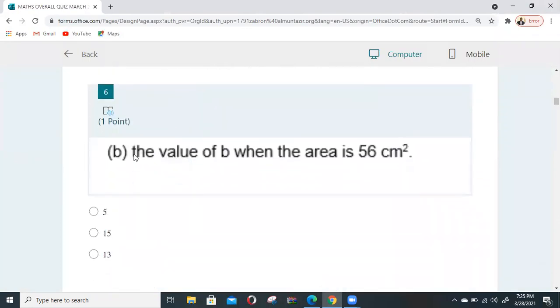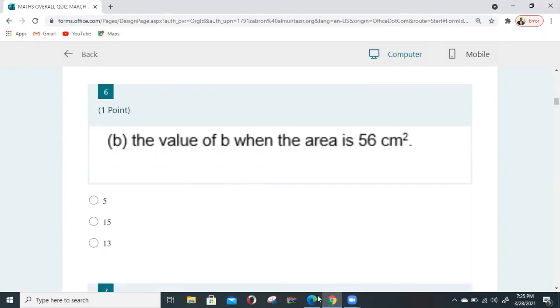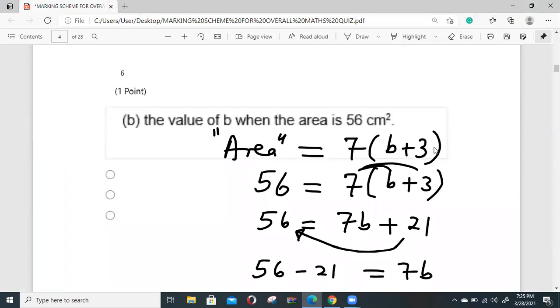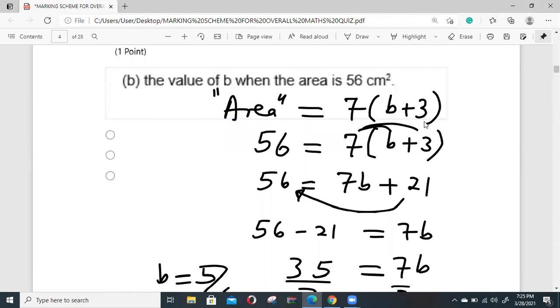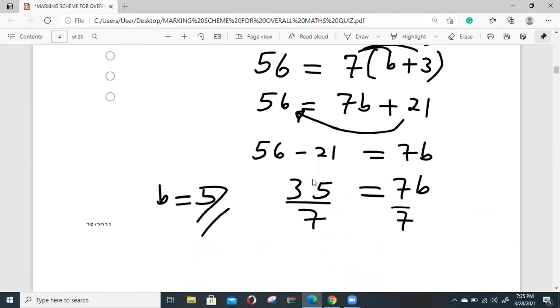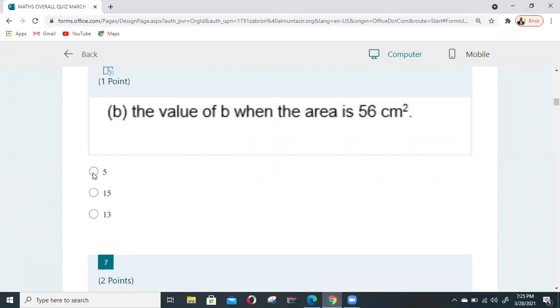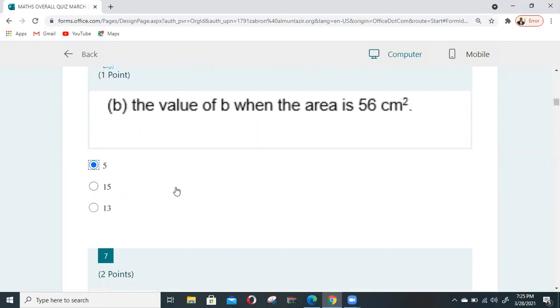Okay, then here we're supposed to find the value of B when the area is 56 centimeters square. So in that case, you're given the area. So here you're going to write area equals to 7B plus 3, but the area is 56. And then you do some calculations here. Opening the brackets, you're going to get 56 equal to 7B plus 21. And this will equal to 56 minus 21 equals 7B. Then if you divide by 7 on both sides, you're going to get B is 5. And then check if you have your answer B is 5. So I got B is 5, so select this as your correct answer.